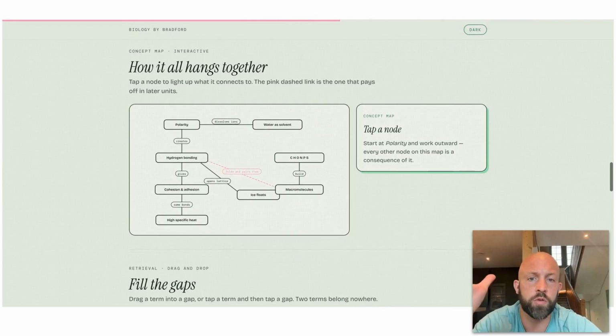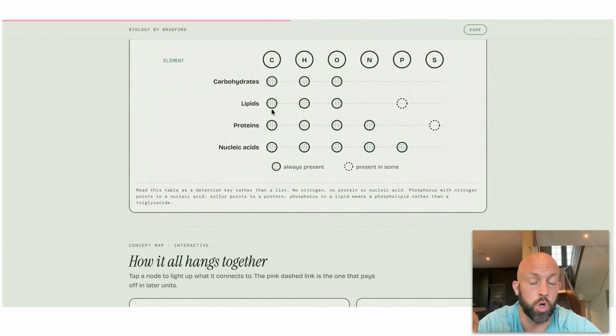Now, how does this all fit together? Because we're not going to dive into each one of these biological molecules yet. We'll do that in a later video for each one of these. We'll look at them in more detail.